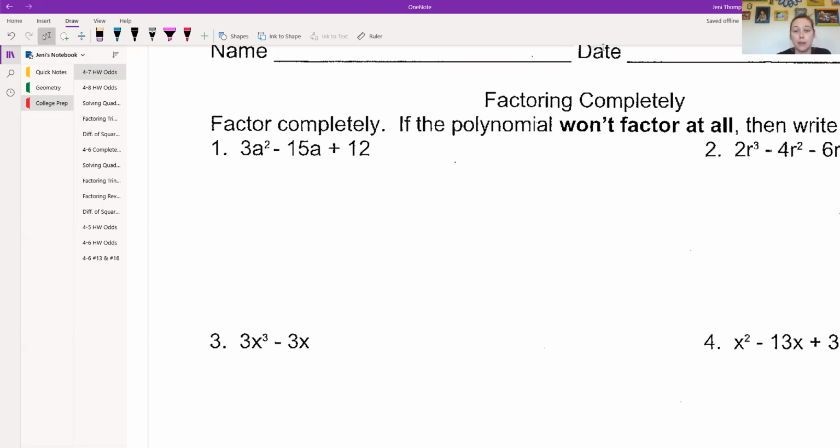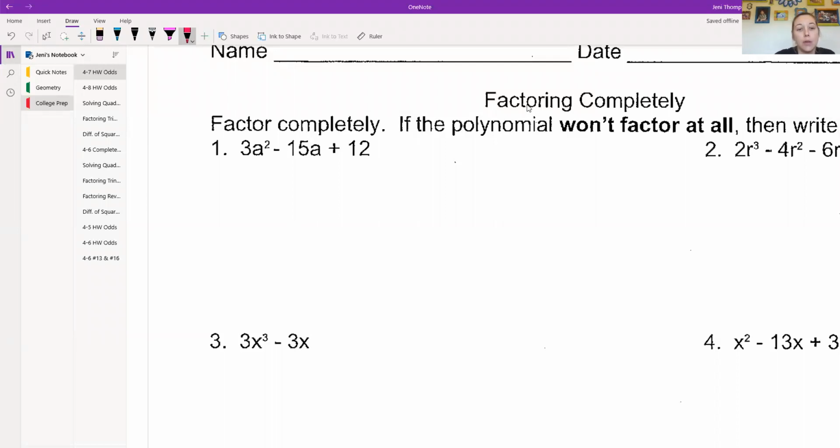But 4-7 is all about factoring out greatest common factors before we start the factoring process. So if there's something that we can divide all of our terms by, then we can pull that out of our trinomial and factor that out before we factor the two binomials out. I'll show you what I mean. So let's take a look at number one.